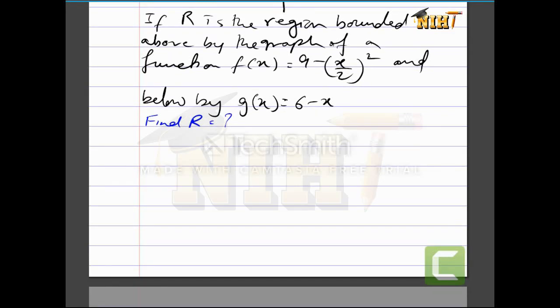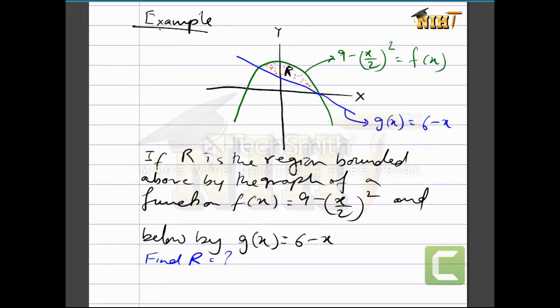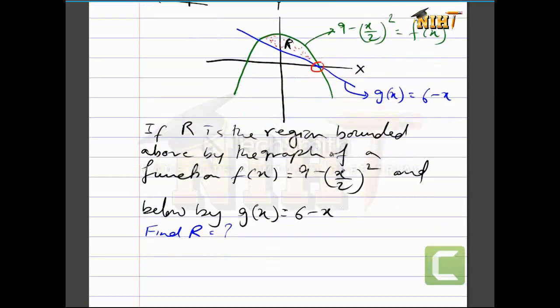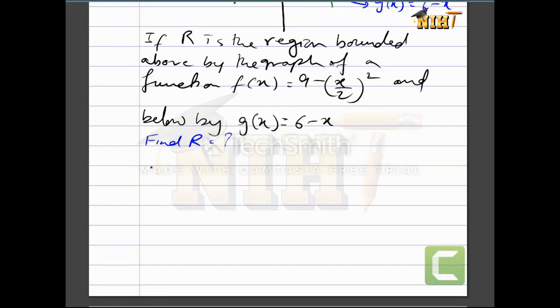To solve this problem, first we have to determine the region of intersection. So this is a very important point that we have to find out. We observe that the straight line and the parabola intersect at two locations. So our first goal is to find the points of intersection. This is done by making f of x equals g of x. If I make these two equations the same, then we can find the points of intersection.